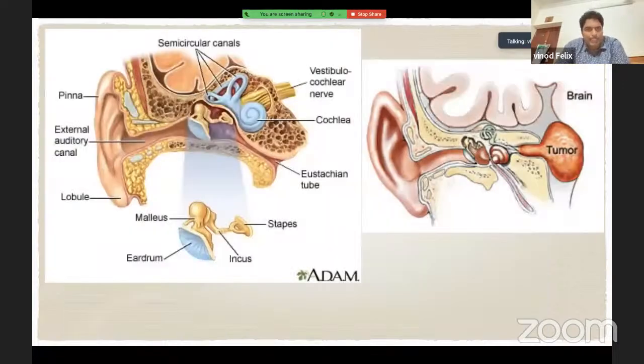So just a glimpse of the anatomy of the ear. You have the external ear, the middle ear and inner ear, and the external and middle ear are separated by the tympanic membrane, and the middle ear houses the three ossicles, the malleus, incus, and the stapes. And the inner ear houses the labyrinth, the cochlea, and the internal acoustic canal.